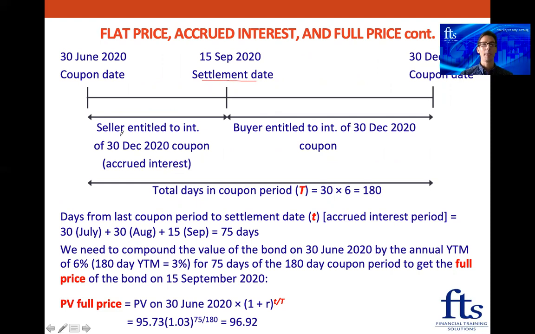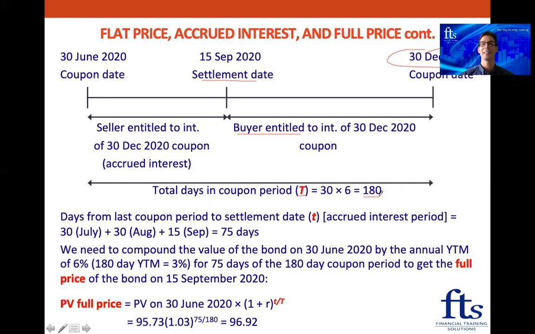Right, so this means that the seller is entitled to the interest of this coupon from 30 June, or from 1 July, to 15 September 2020. And then Sarah is entitled to the interest of this coupon from 15 September, from when the bond's in her name, up until 30 December 2020. And the total days in the coupon period, which we call uppercase T for our formula coming up in a minute, is going to be 180 days because we're using the 30-360 method.